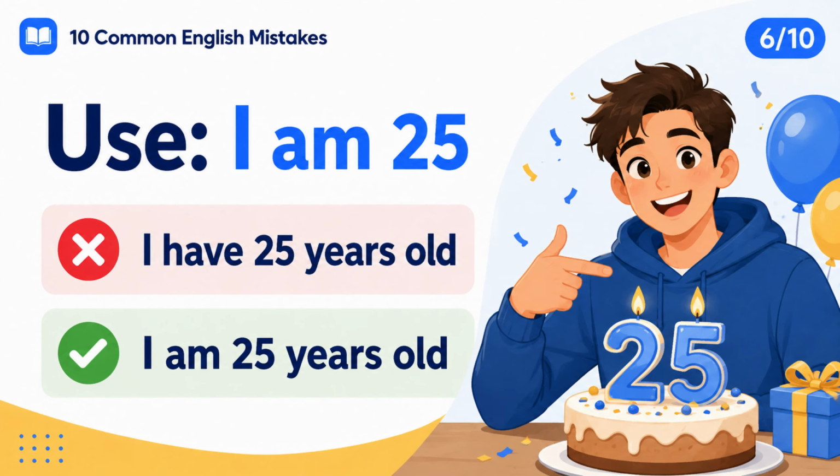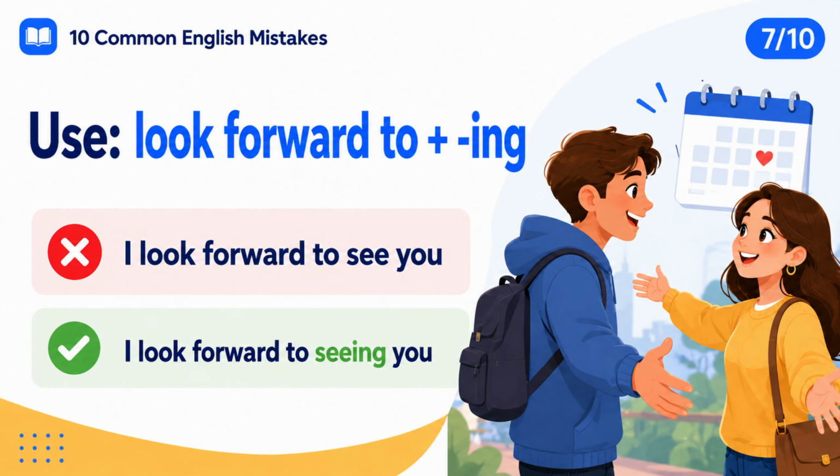Number 6. I have 25 years old. In English, when we talk about age, we use am, not have. The correct sentence is, I am 25 years old. You can also say, I'm 25. That sounds very natural.